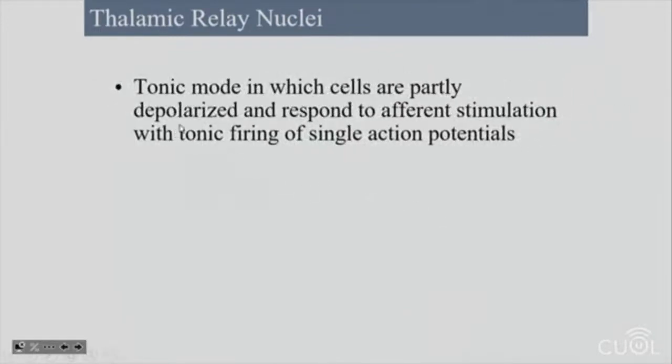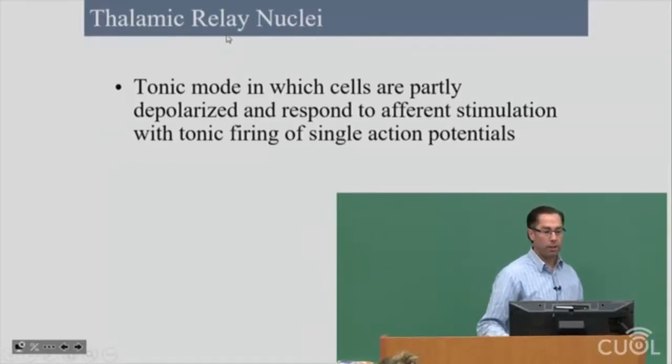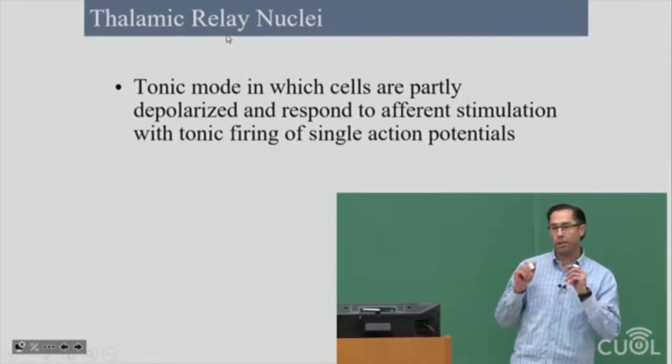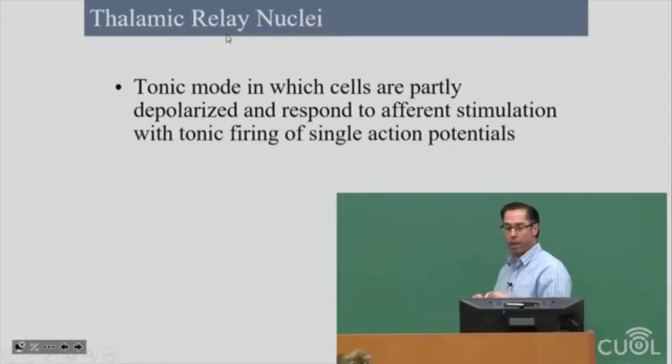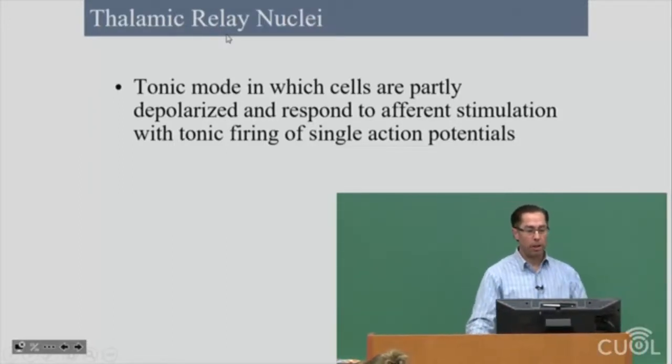Okay, so now we go back to the thalamic relay nuclei. We know that the reticular thalamic nucleus is helping to organize everything. But the relay circuits are really the important things that are partly depolarized and respond to afferent stimulation with tonic firing of single action potentials. That's retinal activation going through ganglion neurons, going into the thalamus, and sending these relay nuclei into this depolarized mode where they just convey that information. They relay those sensory inputs into the primary visual cortex.